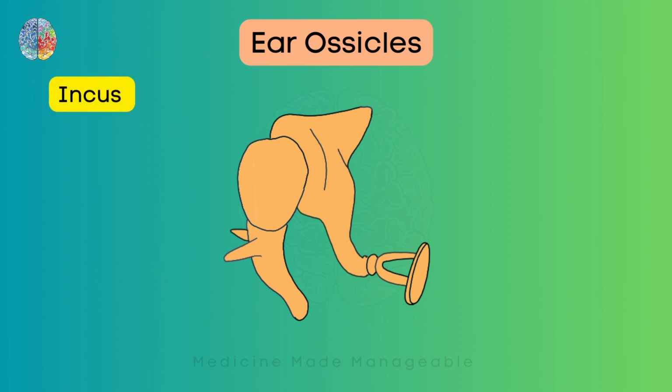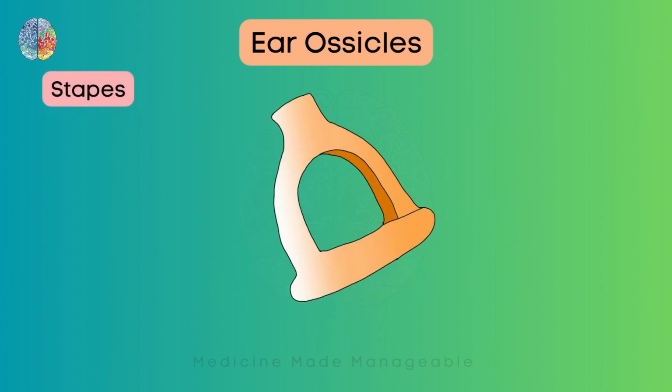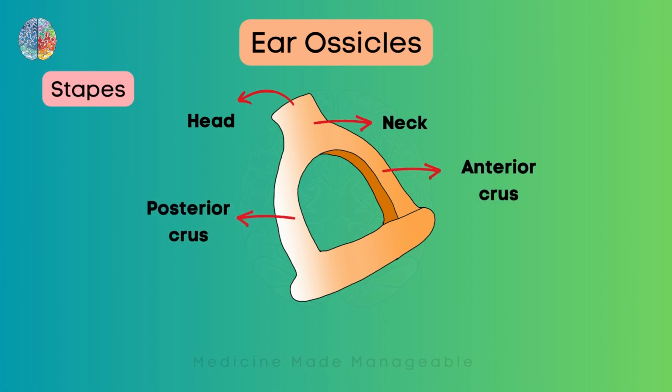Next, we will be talking about the incus. Here we have the short process, then the body, then the long process, and lastly the lenticular process. Now let's see the last bone, which is stapes. I'll separate it out so that we can have a better view of it. So this is the stapes. Here we have the head again, then the neck, the anterior crus and the posterior crus, and lastly the foot plate, which is also called the base of the stapes.